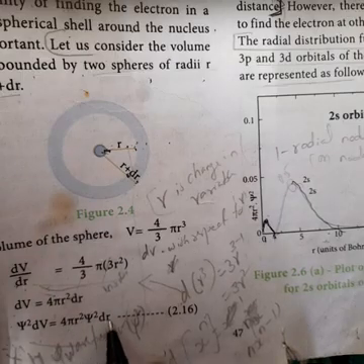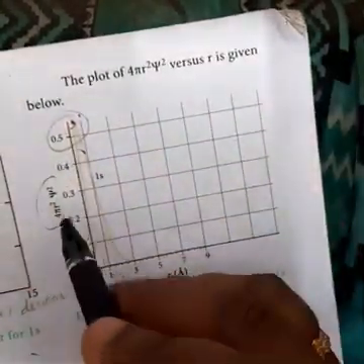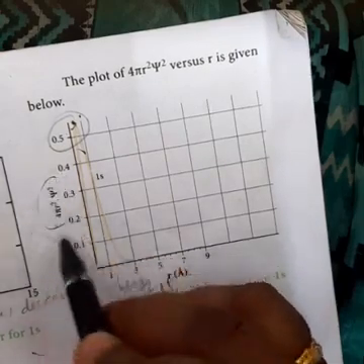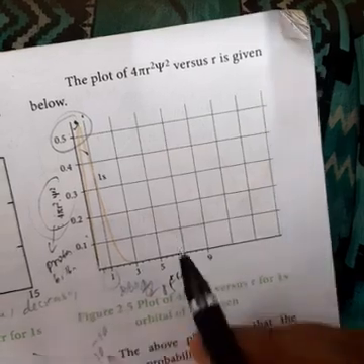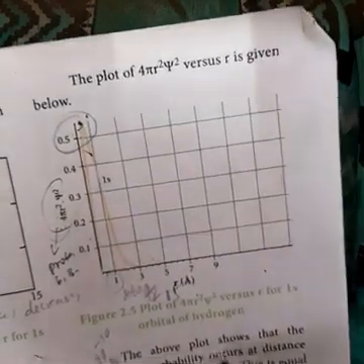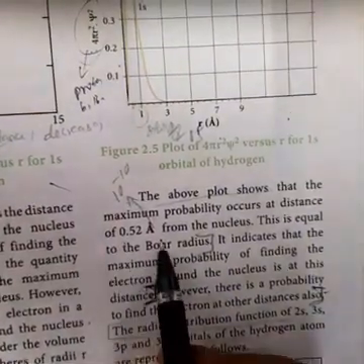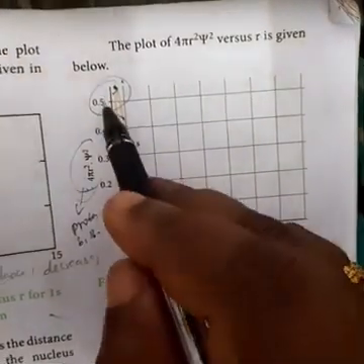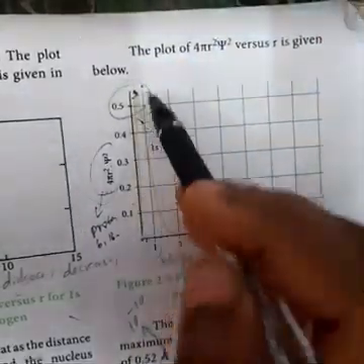The plot of 4 pi r square psi square versus r is given below. Here 4 pi r square psi square indicates the probability of the electron, and r indicates the distance. The plot shows that the maximum probability occurs at a distance of 0.52 Angstrom. At 0.52 Angstrom, the electron has maximum probability.